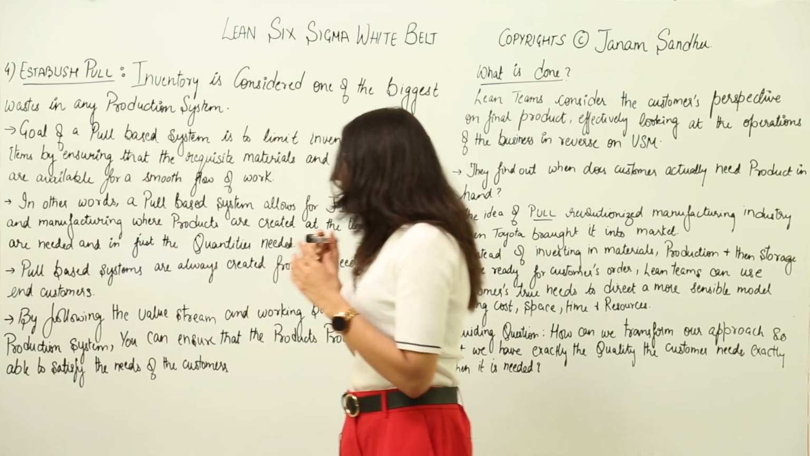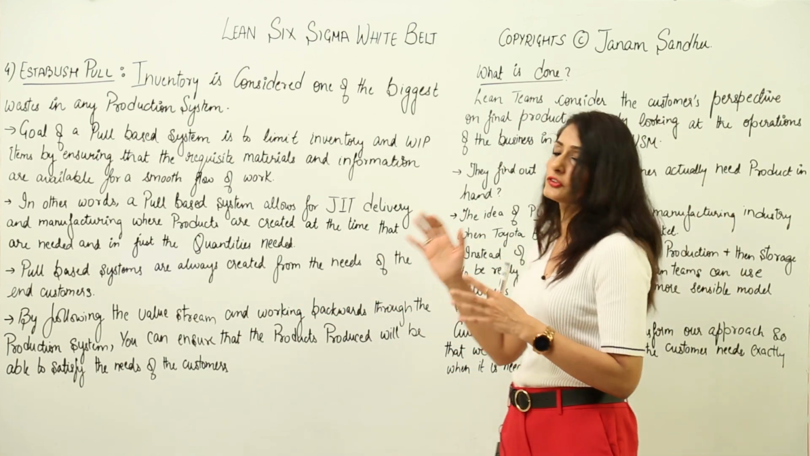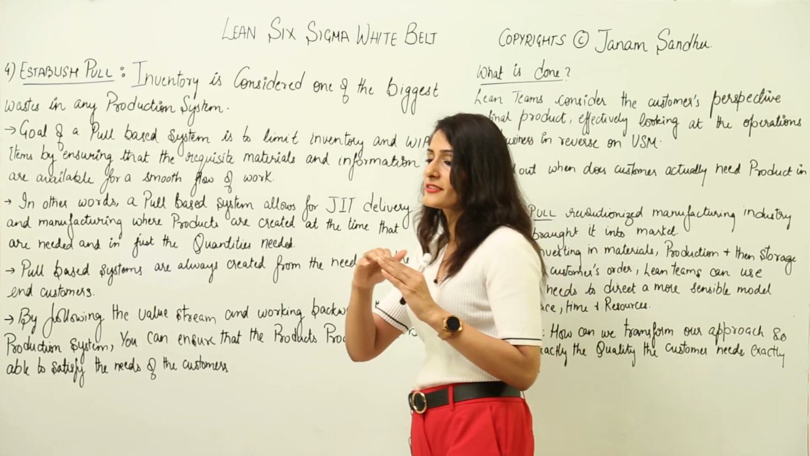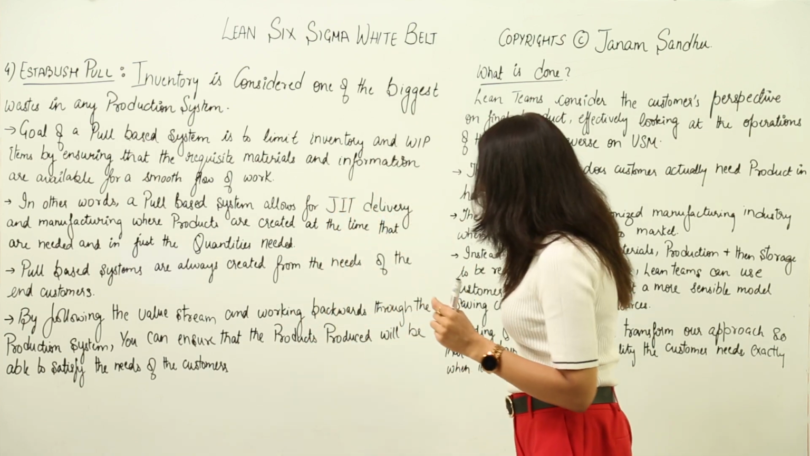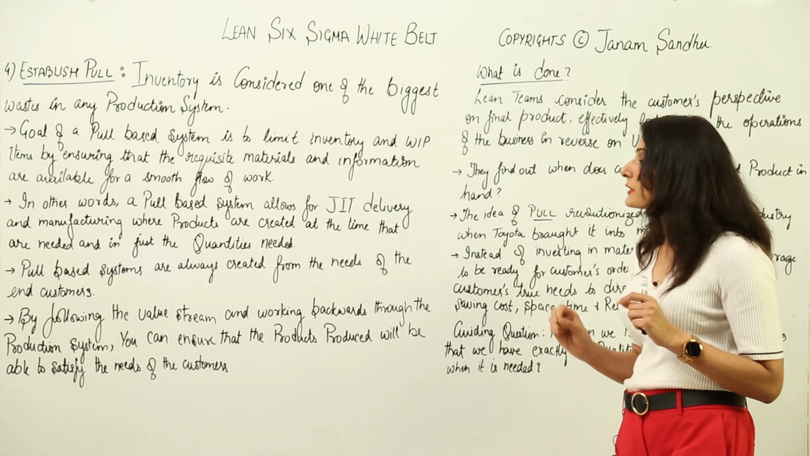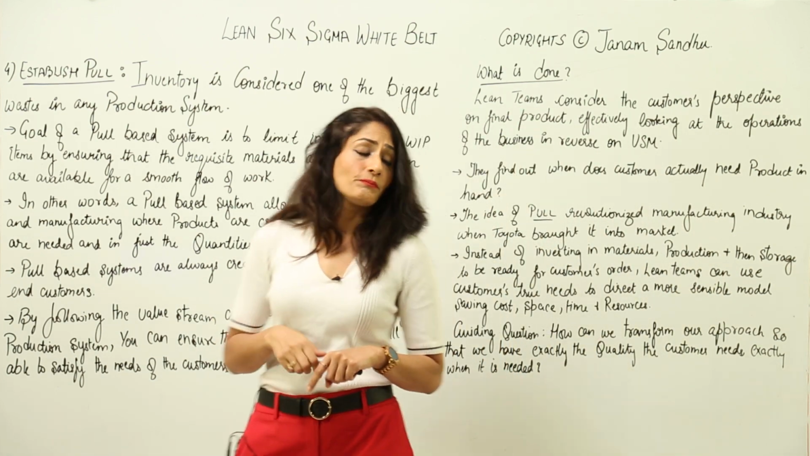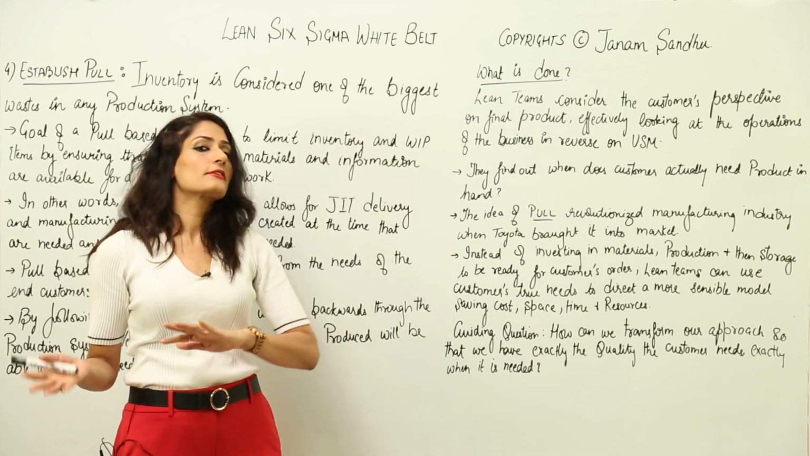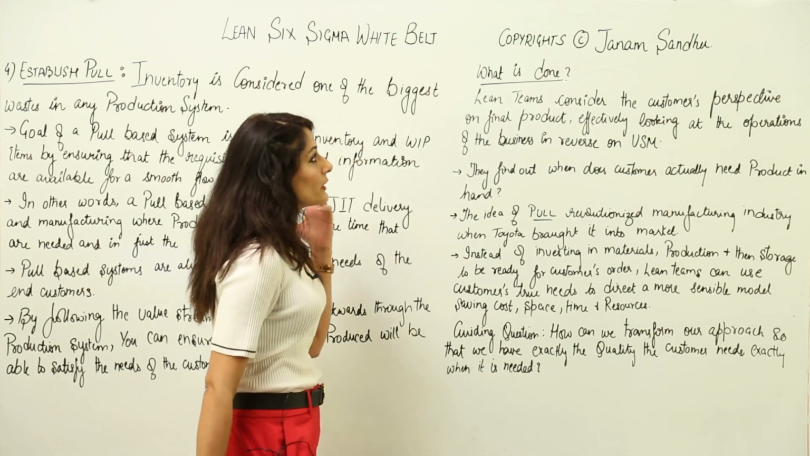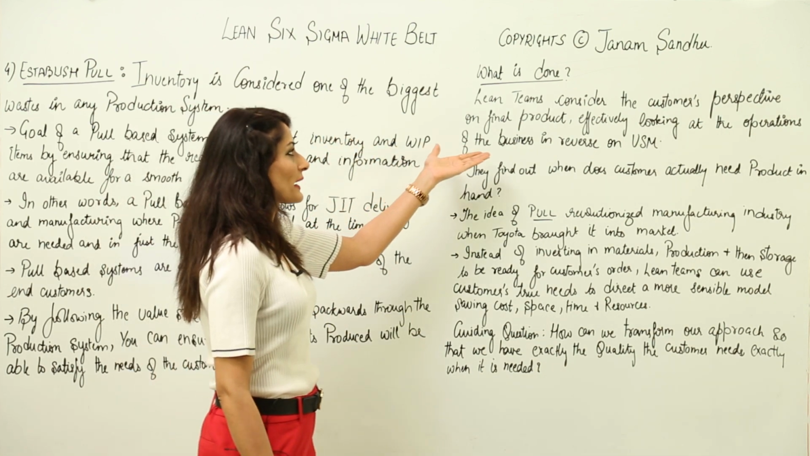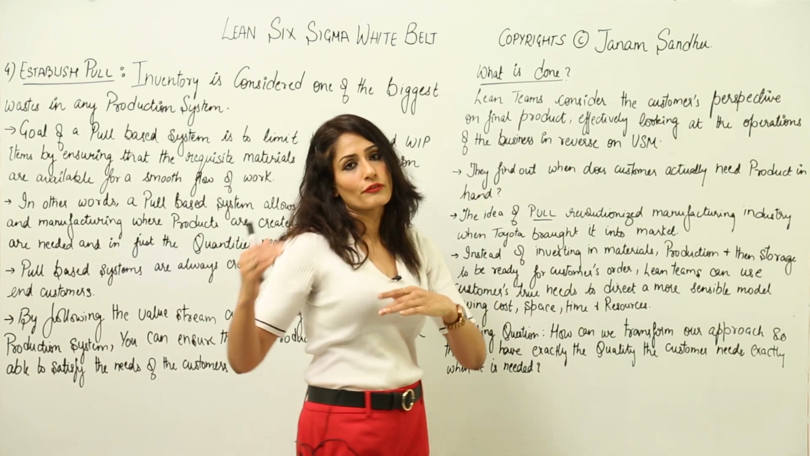Okay. So, by following the value stream and working backwards, as I have already told you, through the production system, that is your production system or your processes, you understand them in a backward manner. You can ensure that the products produced will be able to satisfy the needs of the customer when the customer actually needs them. So, what exactly is done when we talk about the pull system? What do the lean teams do? Lean teams consider the customer's perspective of the final product, effectively looking at the operations of the business in reverse of the value stream map.